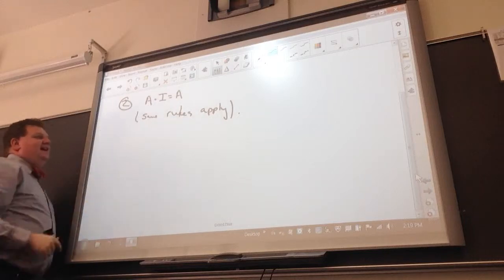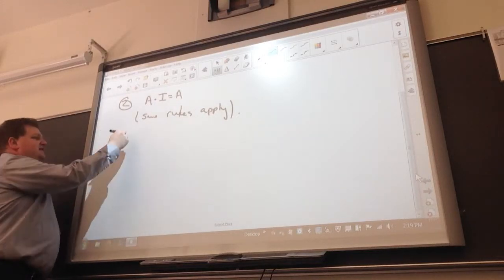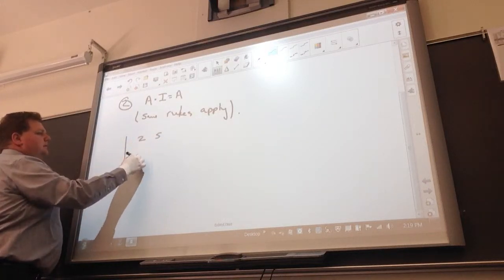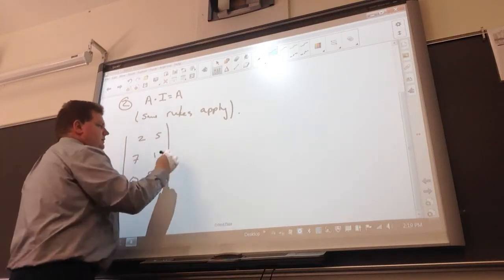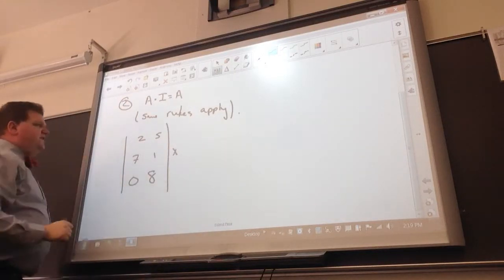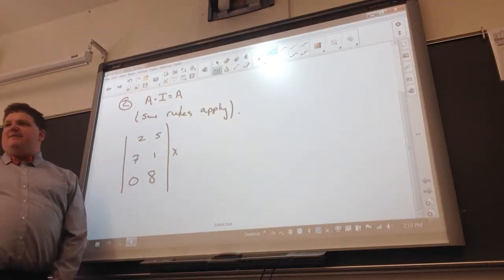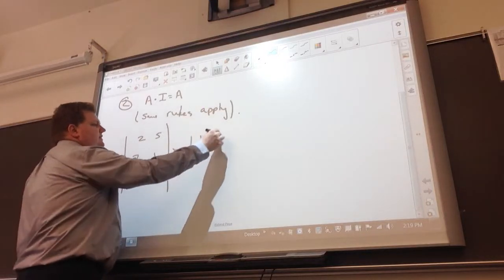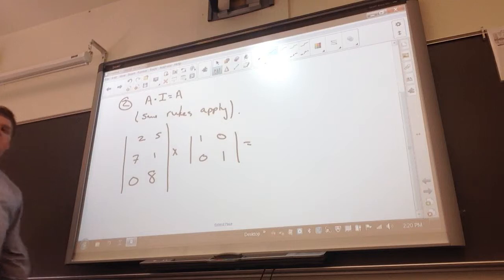Let's look at how this identity matrix works when you multiply. Guys, pay attention. So this has 2 columns. If I'm multiplying it by the identity matrix, I have to multiply it by the 2 by 2 identity matrix. So 1 0 0 1. Again, it works just like every other multiplication works.